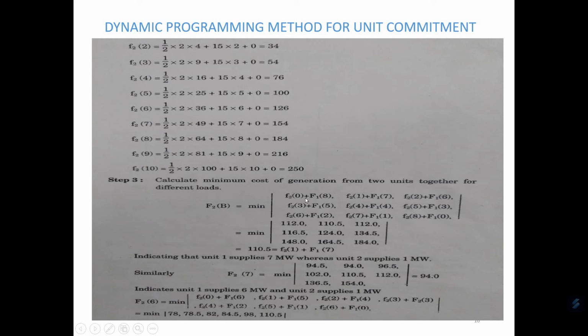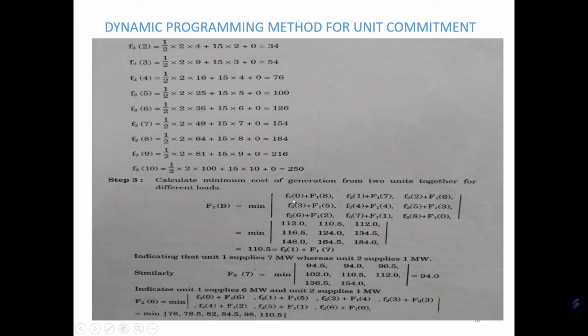Now step 3, calculate the minimum cost of generating from two units together for the different loads. So the minimum for generation of 8 megawatt is F2 of 0 plus F1 of 8. For 7, then F2 of 1 plus F1 of 7. What are the combinations? The second generator will share the load of 2, the first generator will share 6, because the total load is 8 megawatt that we have to consider. Then the second generator will share 3, the first generator 5. The second generator will share the load of 4 megawatt, the first generator will share the load of 4 megawatt. So for 8 megawatt of load we have 9 combinations.